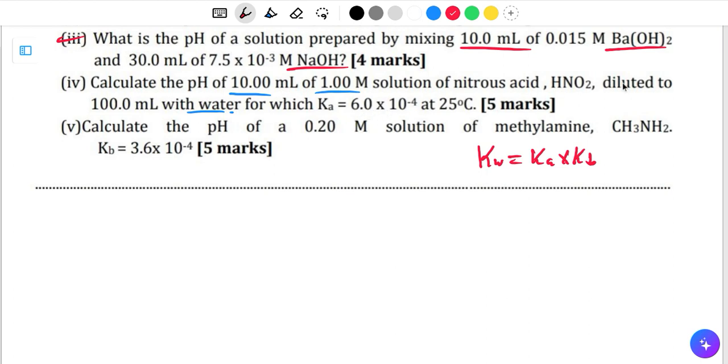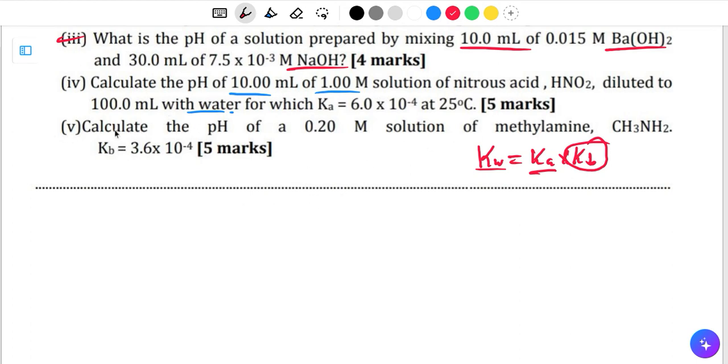Because the question is talking about an acid. If in the question they have given you Ka, but the question is talking about a base, you need to find Kb. So you know the value of Kw at 25 degrees Celsius. And here they have given us Ka, so it is very easy for us to find Kb when the question is talking about a base. So let's see the last question.